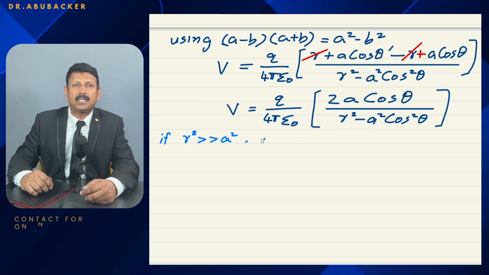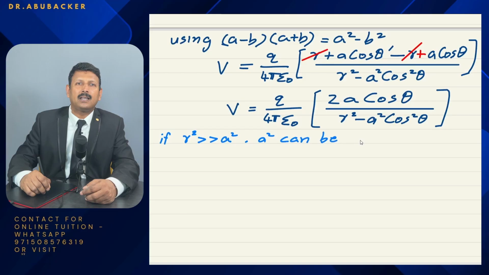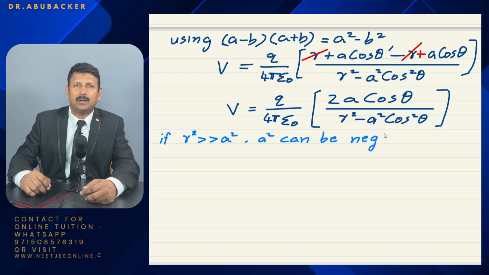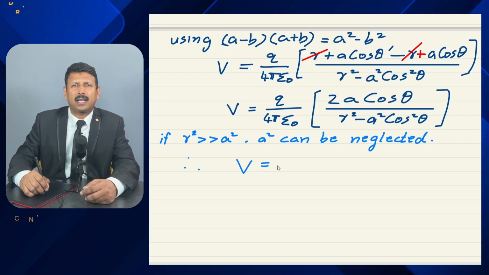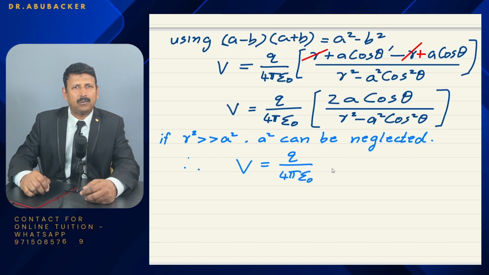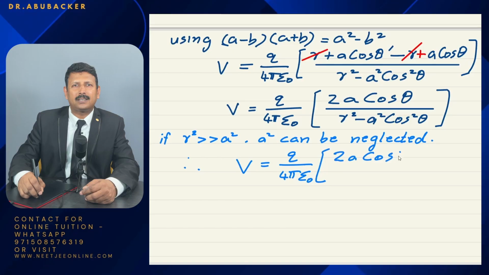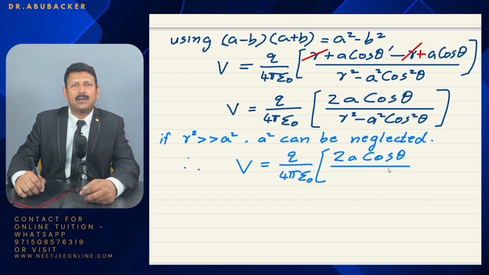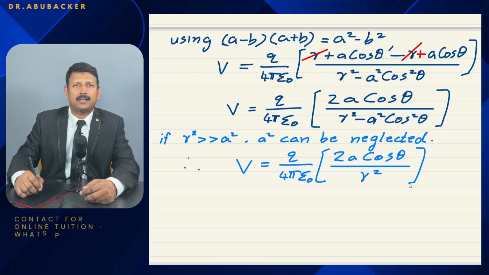Suppose the point P is very far away, that is, if the distance r is much greater than the distance a between the midpoint and the charge. If r square is very much greater than a square, then the a square term can be neglected. So V is equal to q divided by 4 pi epsilon 0, inside the bracket 2a cos theta divided by just r square, close the bracket.